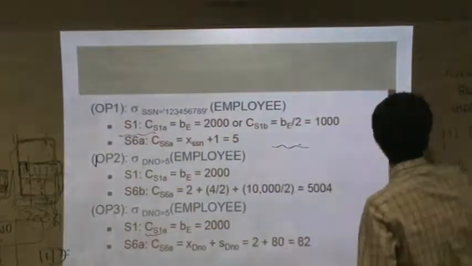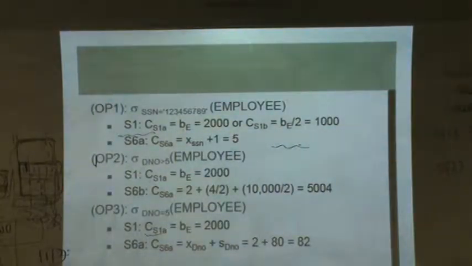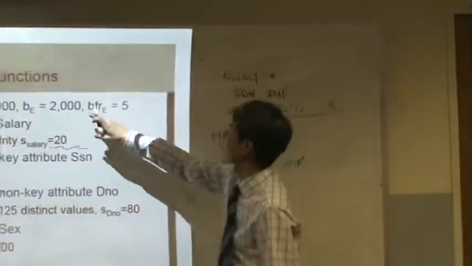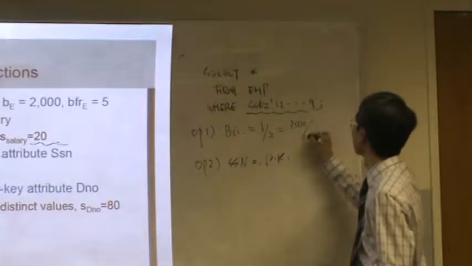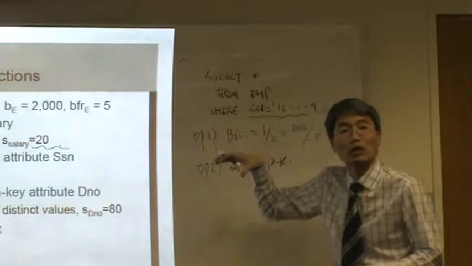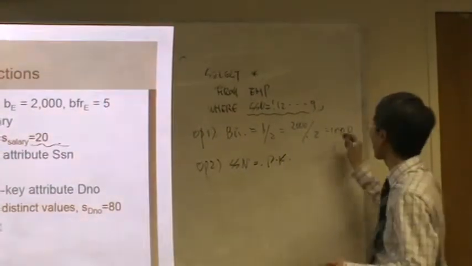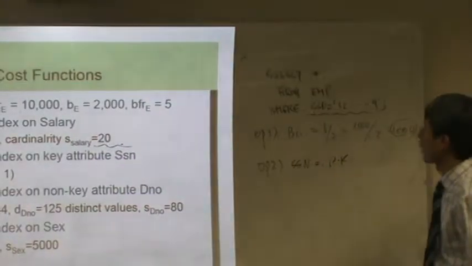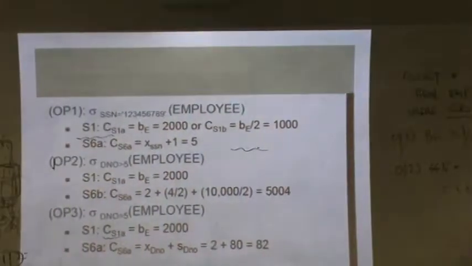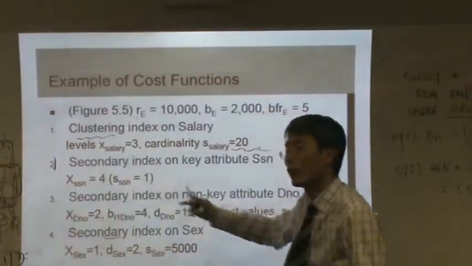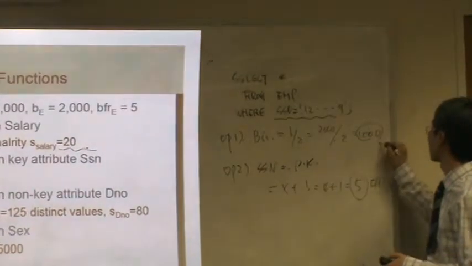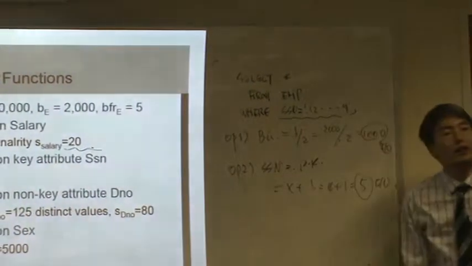So how many blocks? The first option, brute force way, is b divided by 2. Blocks are 2,000 divided by 2 is 1,000. If you select the brute force way, it takes 1,000 IU. And what about the next option? It's x plus 1. What is the level of that index? It's 4, right? So 4 plus 1 is 5 IU. This is 1,000 IU.